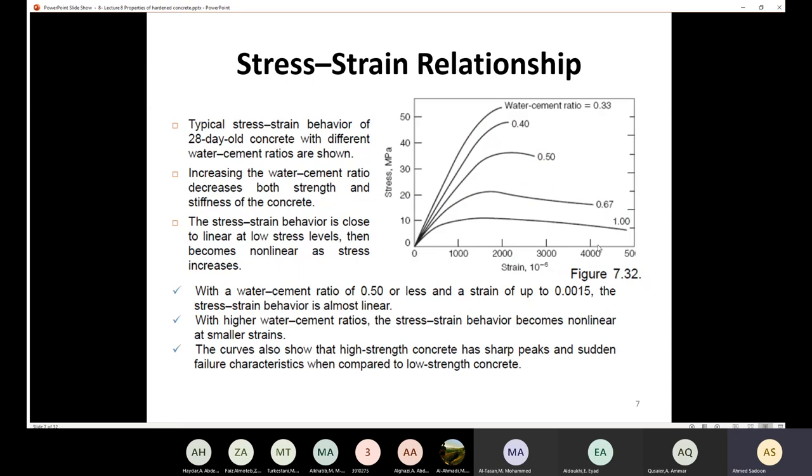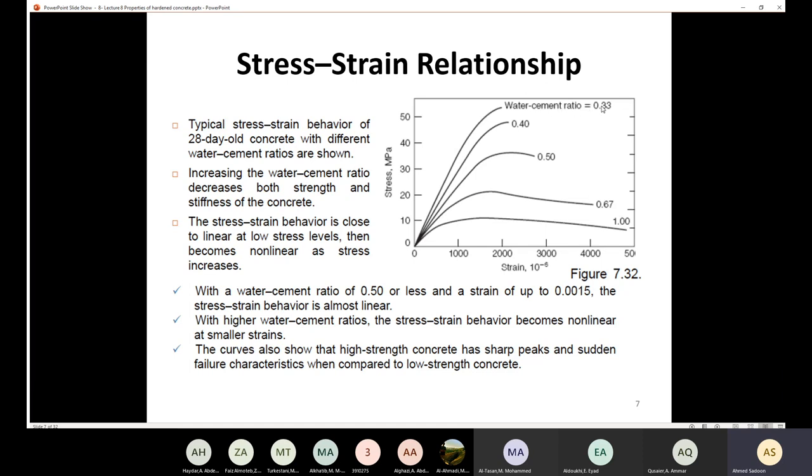Finally, here we have the modulus of elasticity. The modulus of elasticity is going to represent the relation between the strain and the stress. So here in this figure, we have typical stress-strain behavior of 28 days old concrete with different water cement ratios as shown. So here we have many curves, depending on the water cement ratio.